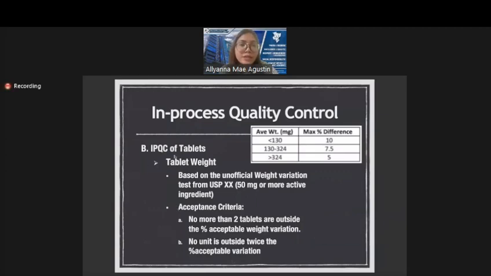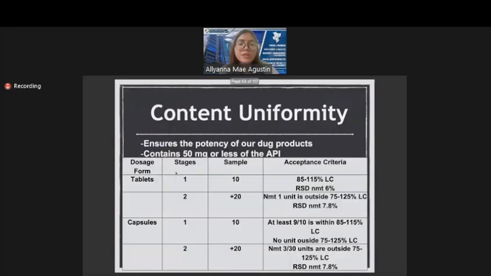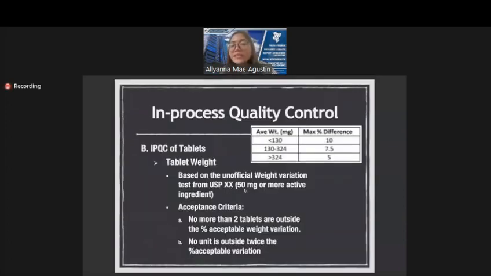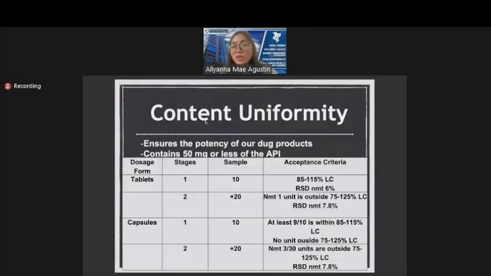Okay. Next, we have content uniformity. Weight variation class if the active ingredient is 50 milligrams or more. But if less than 50 milligrams, we do content uniformity. So in content uniformity class, you check the content per tablet.